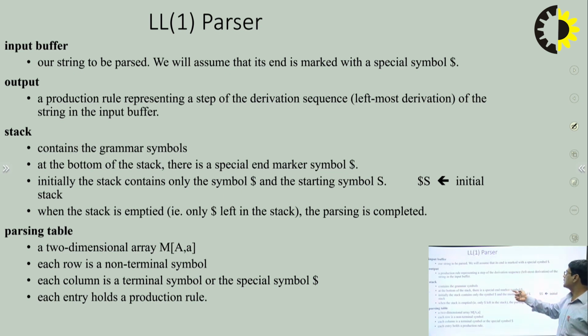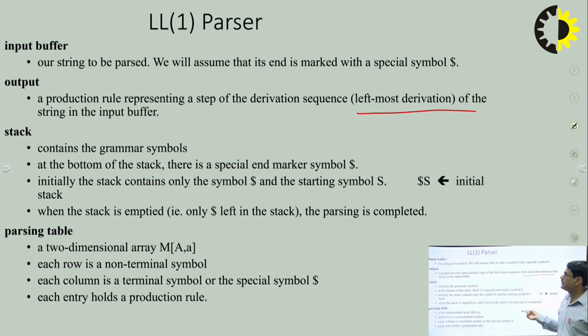Then what is the output? If that string is correctly parsed and we reach the halting state, there will be some indication for that. If we reach that state, definitely we get this output. And the output is that we can design the parse tree for that. That is the basic output.